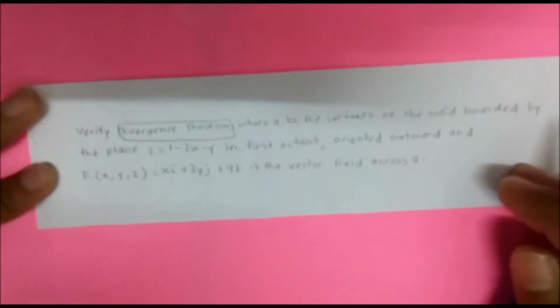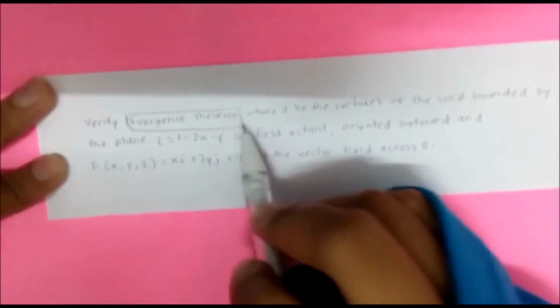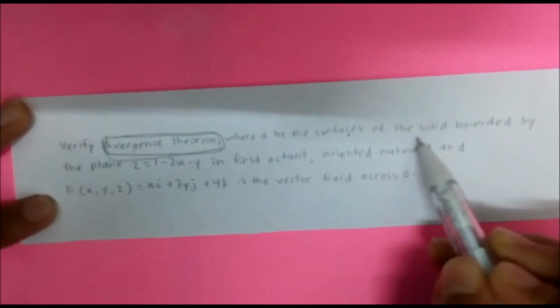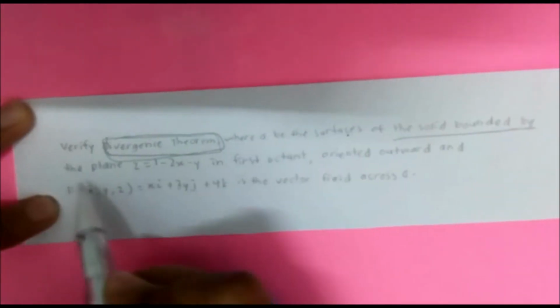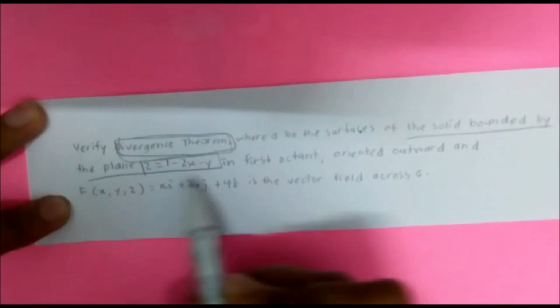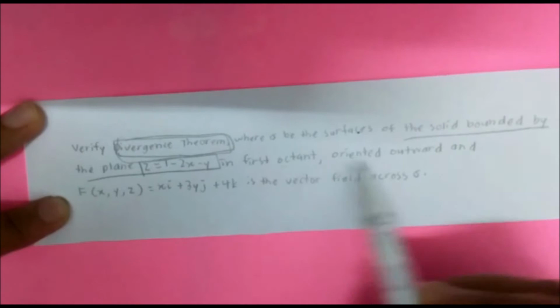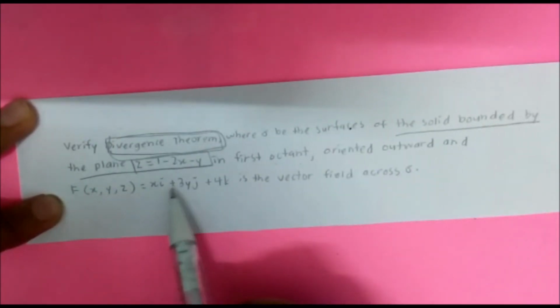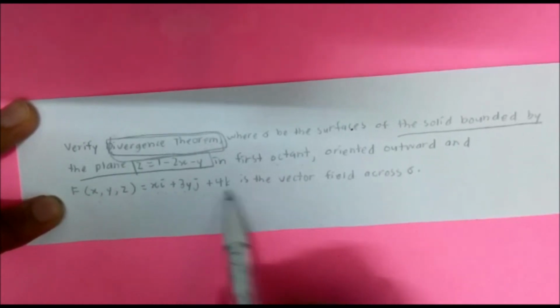Hello, today I want to explain about the divergence theorem. This is an example of the question, which says that the solid is bounded by the plane, this is the equation, in the first octant and oriented outward, with F equals x i plus 3y j plus 4k.